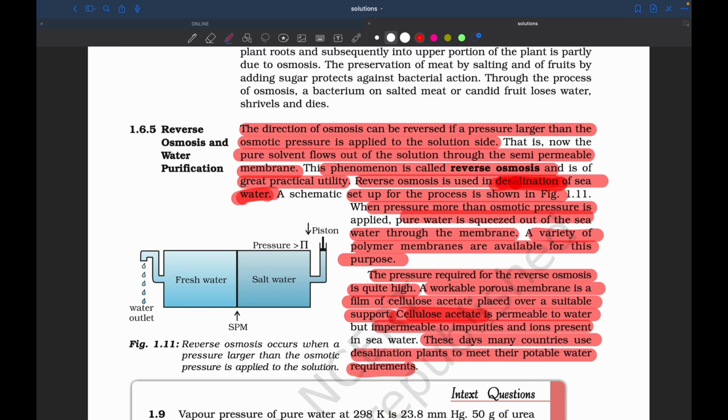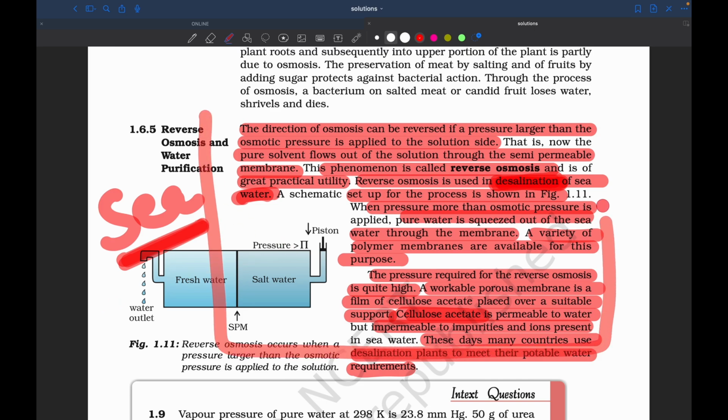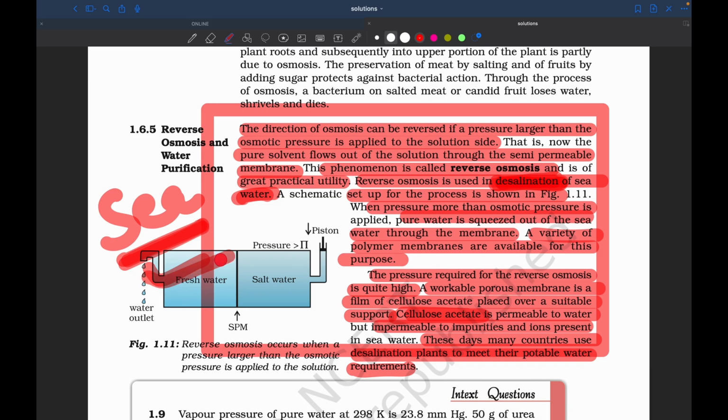Desalination is a very common process in island nations. In our region, in the Telangana region, we don't have access to the sea. That's why we don't know this process at all. But this process is very common if you are sharing your border with the sea. So sea water can be converted into pure water by using this technique.